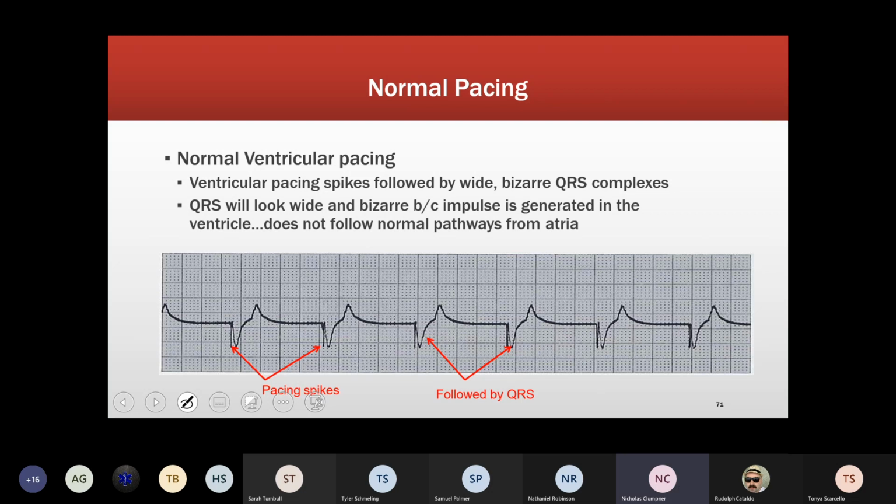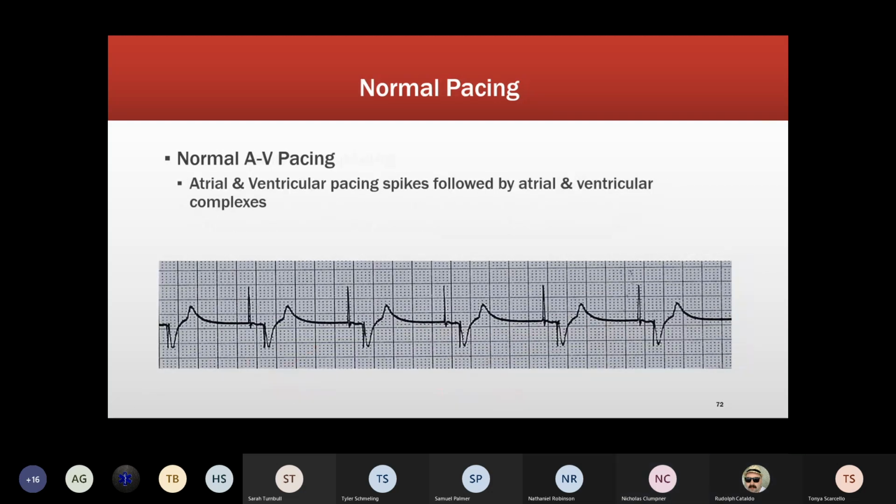If you had an AV one, would you have a jolt of electricity in front of both then? You tell me. What do you see there? Two jolts of electricity. So I've got a pacer spike in front of my atrium for my P waves, and I've got a pacer spike for my ventricles.